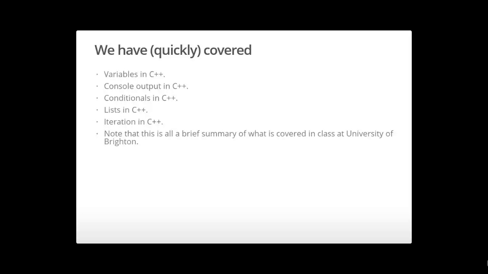In conclusion, what we have covered, actually very, very quickly, on the Raspberry Pi and under the idea of developing games for this is variables in C++. We've covered some console output in C++. We've covered conditional statements in C++, this idea of if, then else if, and then finally else. We've had a very quick look at lists in C++, but we've not manipulated them very much. And we've had a very quick look at iteration in C++, particularly the idea of getting information out of a list and doing something with it.